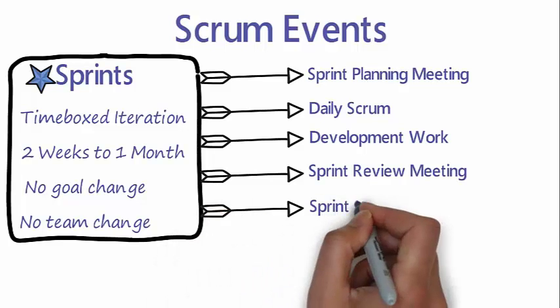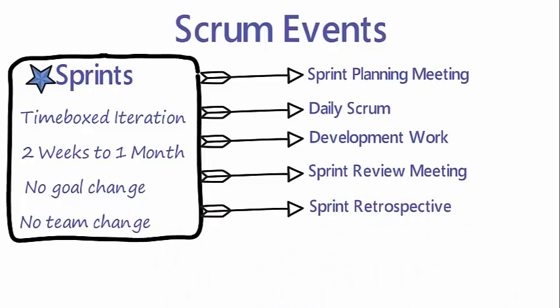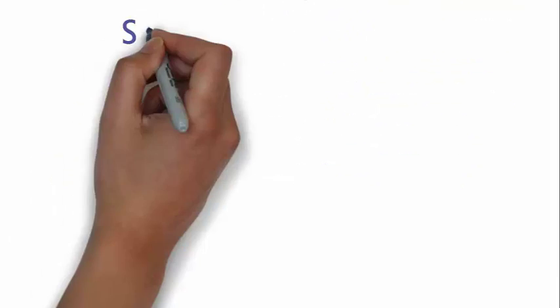The team will conduct a retrospective meeting at the end of the sprint to assess the performance, collect the lessons learned and identify areas for improvement. The outcome of the retrospective is used to fine-tune the next sprint. Now let us look at each of these Scrum events in detail.